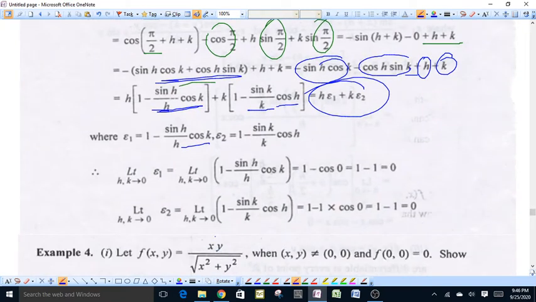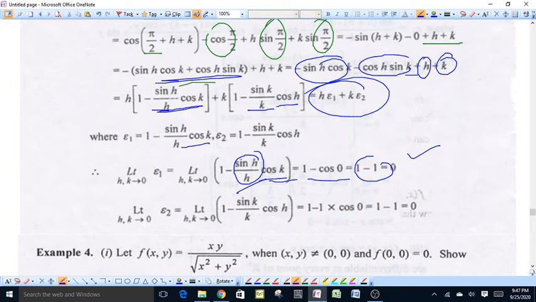Now when h and k approach 0 independently, the limit of ε1 will be equal to the limit as h, k approach 0 of 1 - (sin h / h) cos k. That is, ε1 is equal to 1 - cos 0, because sin h / h as h approaches 0 becomes equal to 1, and cos k when k approaches 0 will be cos 0, which is equal to 1. This means 1 - 1 will be equal to 0, so ε1 approaches 0 as h and k approach 0 independently.